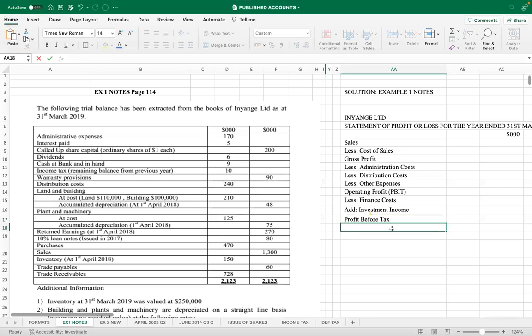So, okay, let's continue. So that is profit before tax, and then you less income tax. Can somebody communicate in the group that the class has already started? Can somebody communicate to me? The class is already started.